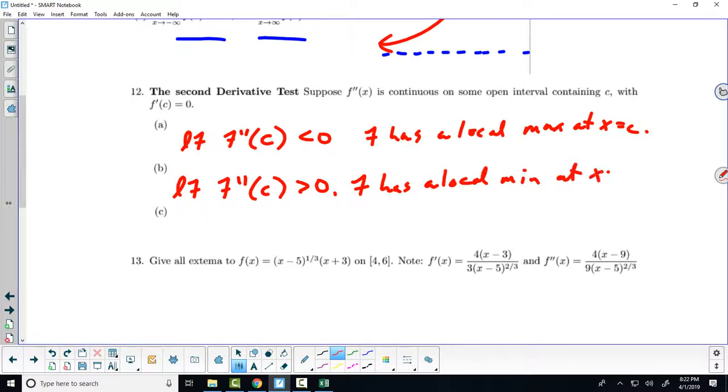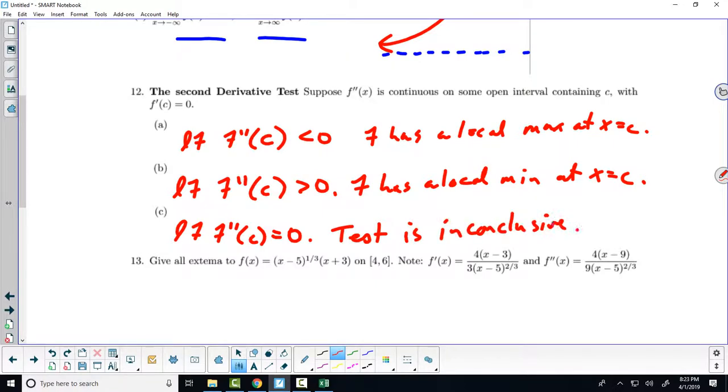at x equals c. This test is not as, I guess you'd say, robust as the first derivative test, because it has a third case in which it's inconclusive. If f double prime of c equals 0, the test is inconclusive. Generally, what that would mean is you should look at your first derivative test then.